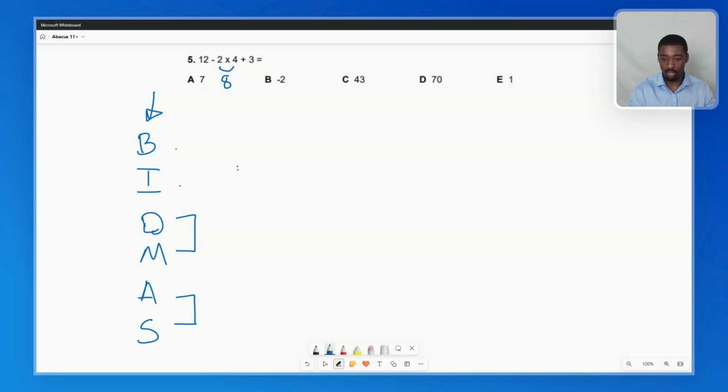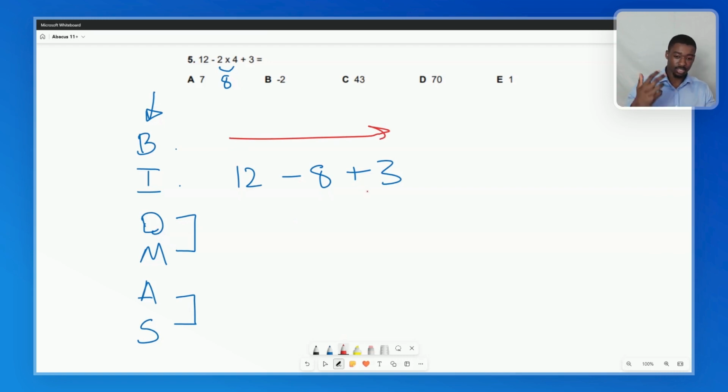And now we have 12 minus 8 plus 3. And now we're on this level here, addition and subtraction. And these are on the same level, so we can take it simply going left to right. So 12 minus 8 gives us 4. 4 plus 3 gives us 7. And therefore our answer is A.